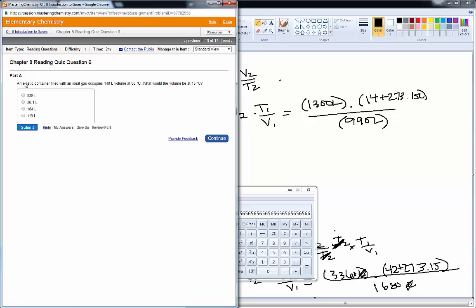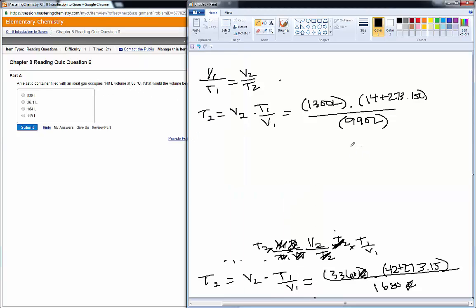All right, elastic container, that means the volume can change. Occupies this much volume at this temperature. What would the volume be at the new temperature? So again, same story. V1 over T1 equals V2 over T2. And here they're looking for the final volume. So we'll multiply both sides by T2. That solves for V2. So initial volume, 148 liters.